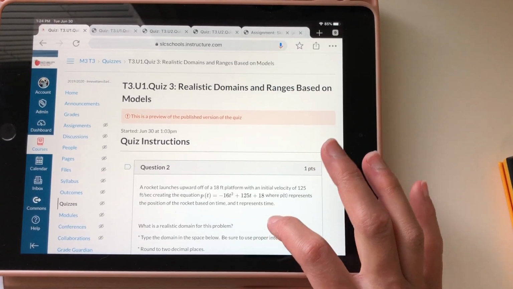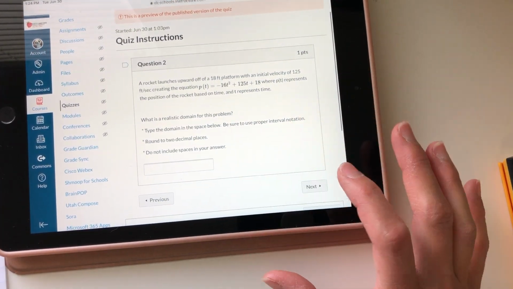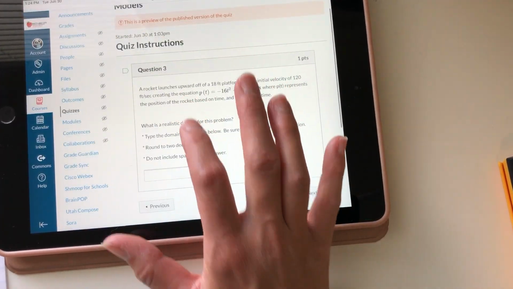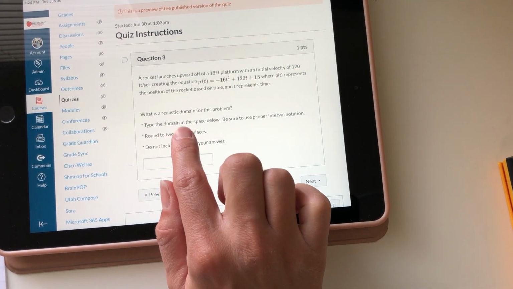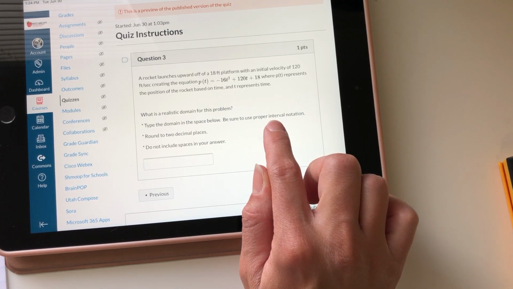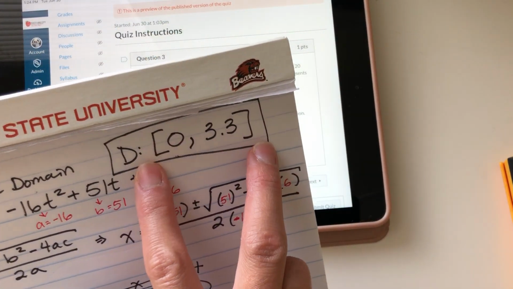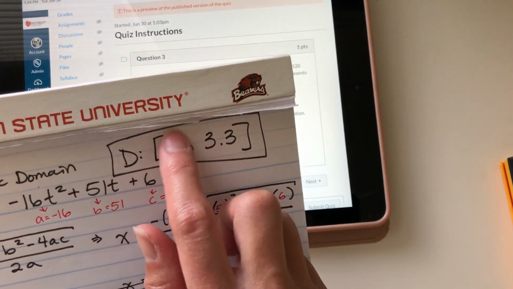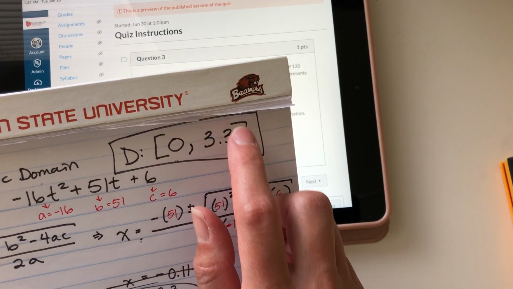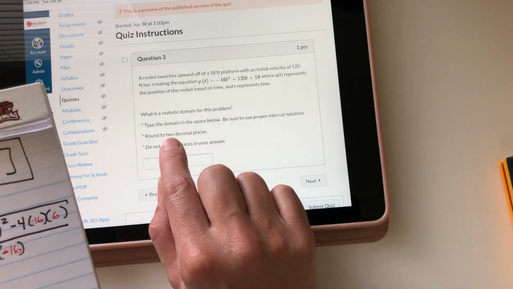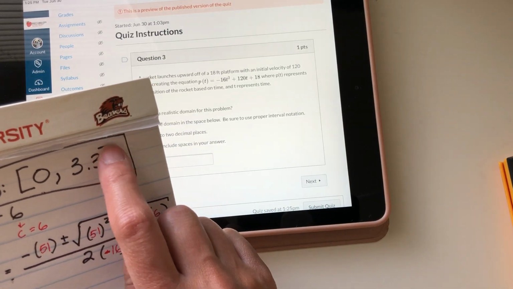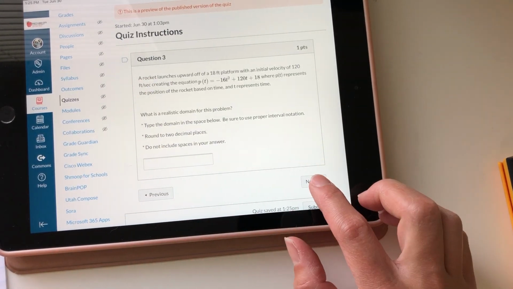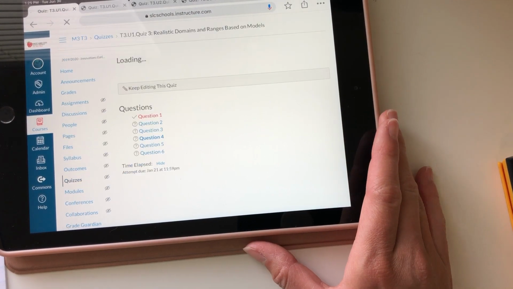I'm gonna do an example of finding the realistic range. Don't forget in these types of questions where it says type the domain, be sure to use proper interval notation. You wanna type it in like that with the bracket, 0, comma, the number, bracket, and it says rounded 2 decimal places. So if I were to type this one in, I would have wanted 2 numbers after the decimal. So just be careful when you're doing those, okay?